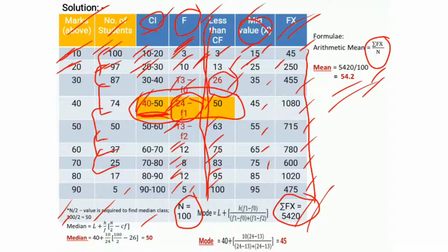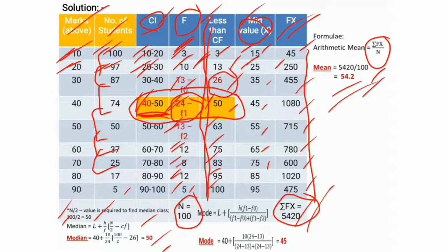N by 2 is 100 by 2, minus the preceding value of the median class cumulative frequency. For the cumulative frequency value, you are not supposed to take 50. The preceding one is 26. After simplifying this, you will get 50. So this is your median.